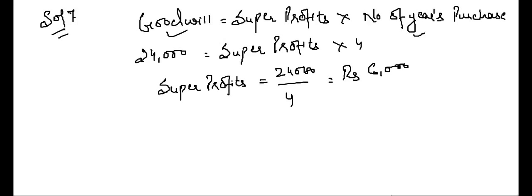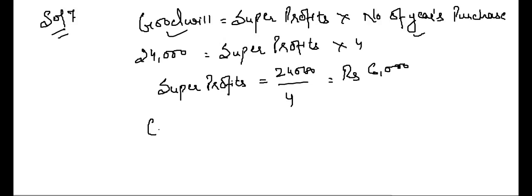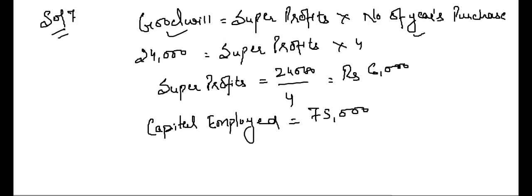Now let's see. It is given that an existing firm had assets of 75,000 including cash of 5,000. This means we have the capital employed of 75,000. Clear? Out of 75,000, 60,000 is the capital and rest 15,000 is the reserve. Right? Clear? So we have capital employed and the normal rate of return given is 10%. What is capital employed? Capital employed is 75,000. Out of this, 60,000 is capital and 15,000 is free reserves.